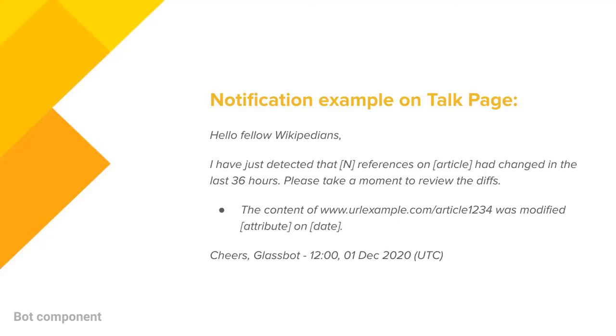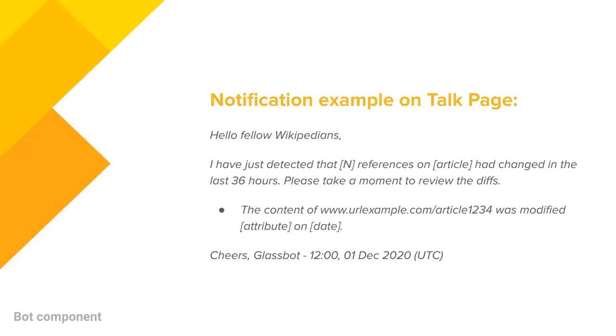Yeah, this is the final step. We want the Glassbot to use a user like the Internet Archive bot to notify editors on the talk page that some changes have happened. One of the coolest things is that this bot will translate all of these attributes that are in the XML into something readable and understandable for practically any editor. We are thinking of a copy like this one: hello, fellow Wikipedians, I have just detected that the references in an article had changed in the last 36 hours or 72 hours.